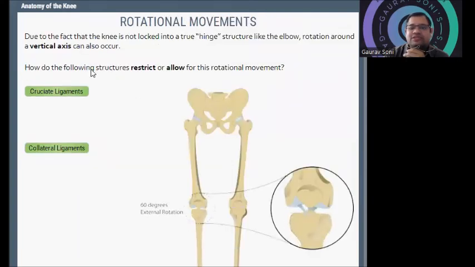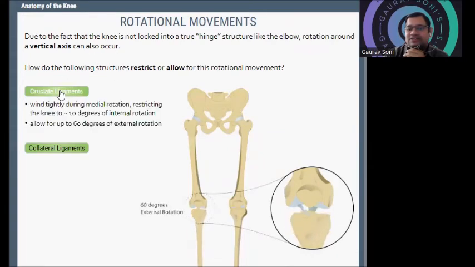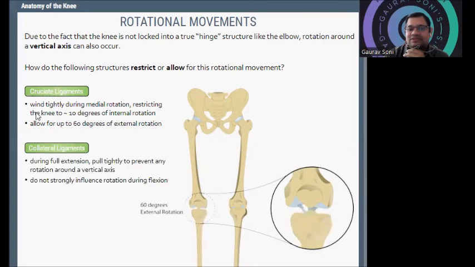Then the rotational movements. Due to the fact that the knee is not locked into a true hinge structure like the elbow, there is a vertical axis movement also. So the cruciate ligaments and collateral ligaments. The cruciate ligaments bind tightly to the medial rotation, restricting the knee to 10 degrees of internal rotation, and allow up to 60 degrees of external rotation. The collateral ligaments during full extension pull tightly to prevent any rotation around the vertical axis. They do not strongly influence rotation during flexion.